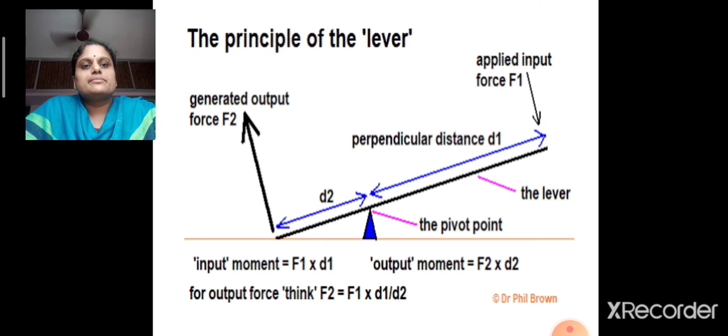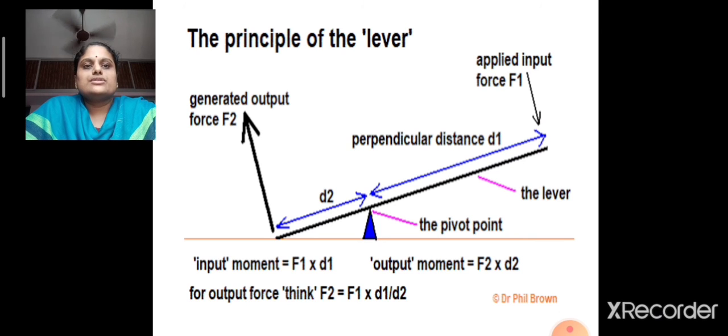Now let us see the principle of a lever. Let D1 be the distance of the applied force from the fulcrum or the pivot point, and let F2 be the object lifted, at a distance of D2 from the fulcrum. Then, according to the principle of moments, input moment must be equal to output moment. Moment means force times distance. So input moment is F1 times D1 and output moment is F2 times D2.